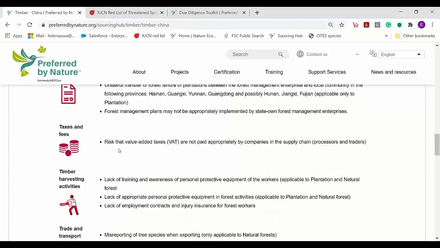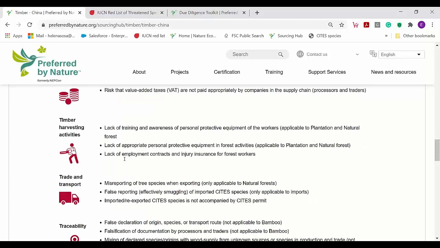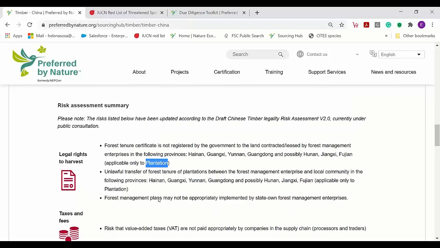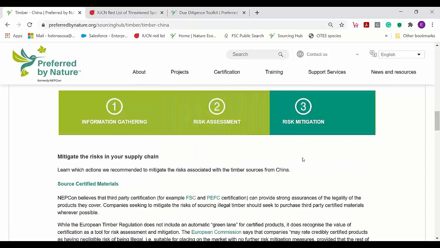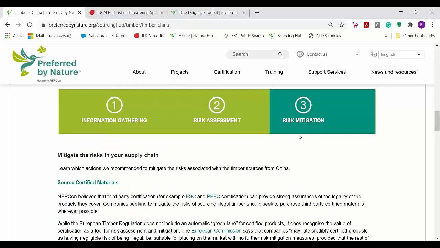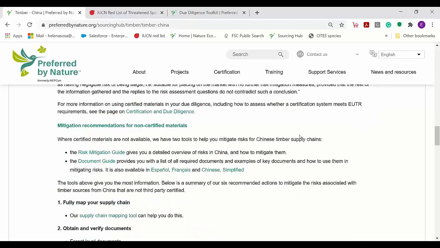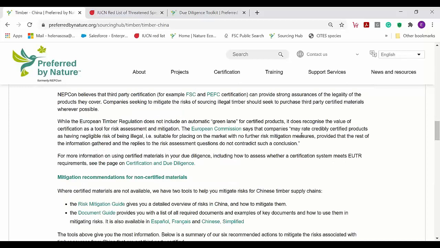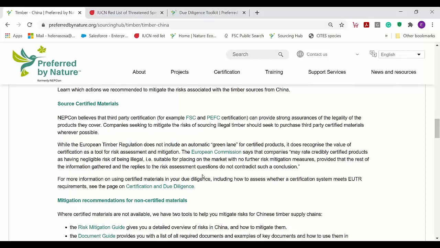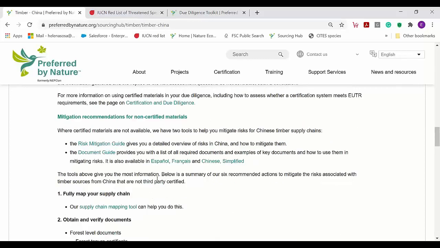Okay, so here we have all these risks, and once we have identified the risks that apply to my specific supply chain, then we will need to implement mitigation actions. And this website already provides information on possible mitigation options. Okay, so well, first, usually the best is to source certified materials, especially from countries where there could be risk of mixing, such as China or Vietnam, but of course this is not always available. So for non-certified material, then we have a lot more information.